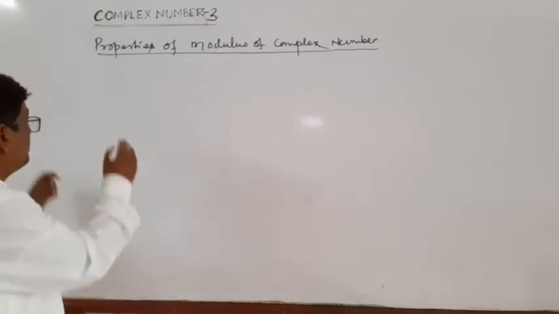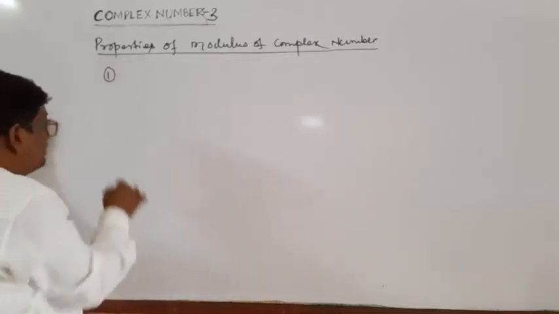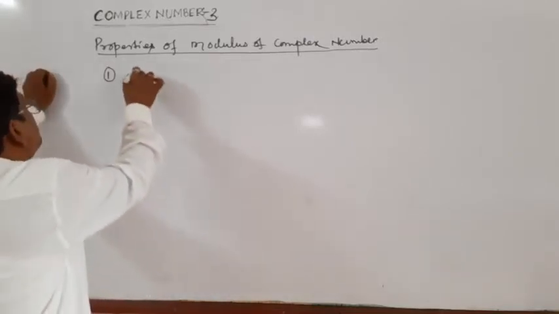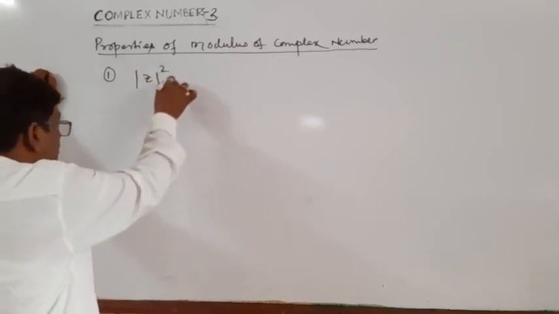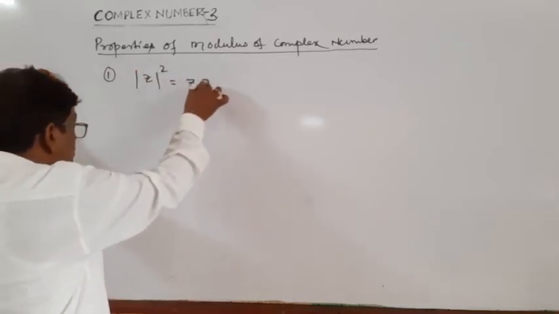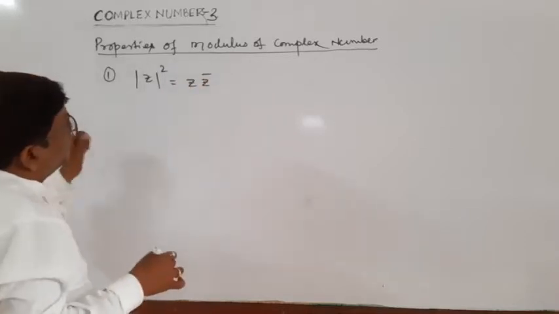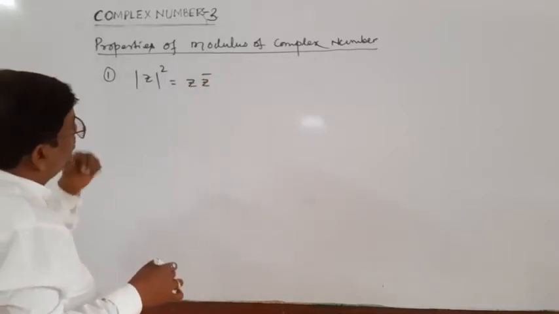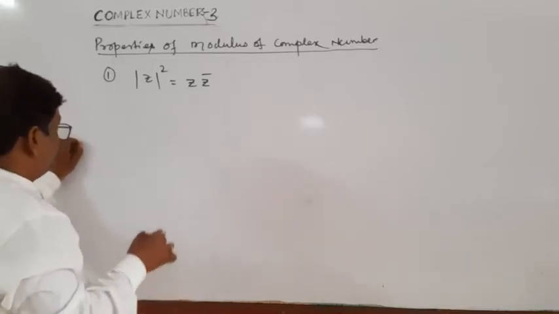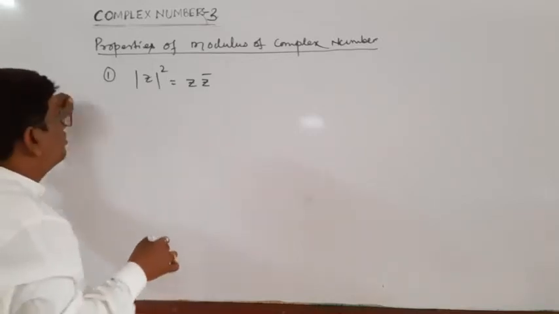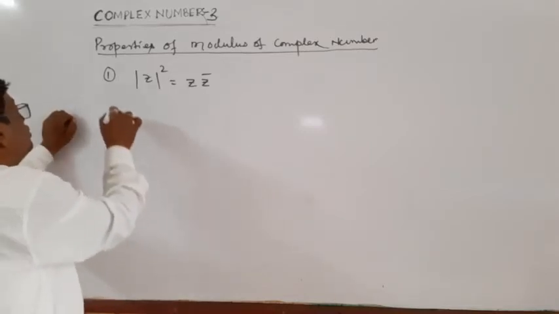So property 1, this is already discussed: mod z square is equal to z into z conjugate. The proof is already done. So this is property number 1. The proof we have discussed in conjugate.